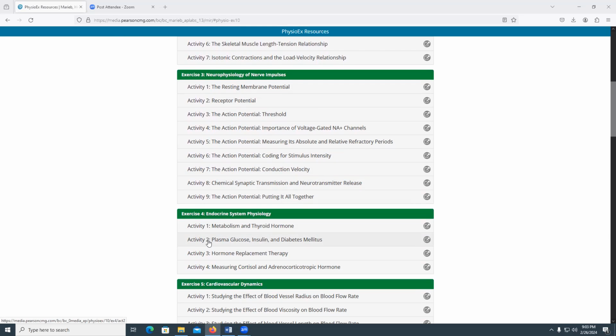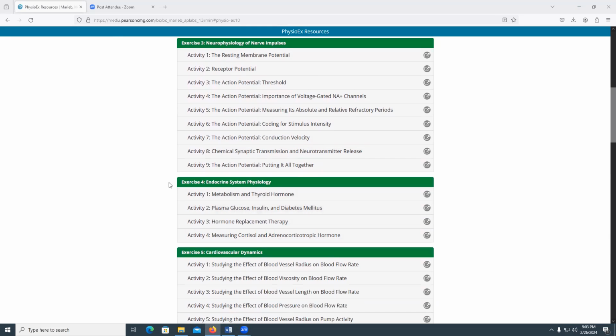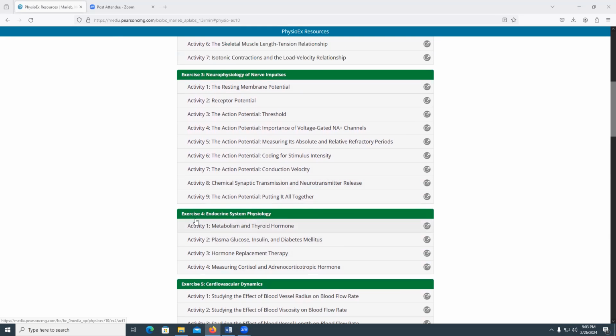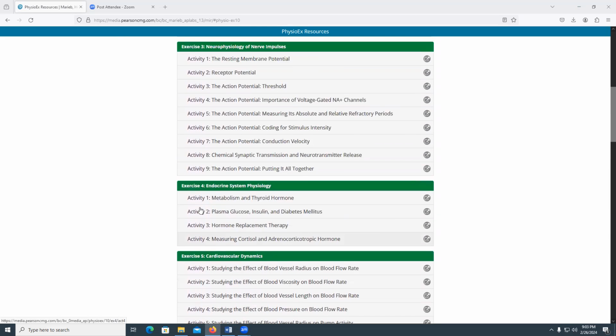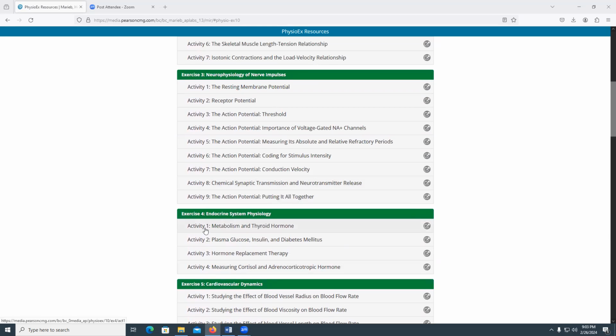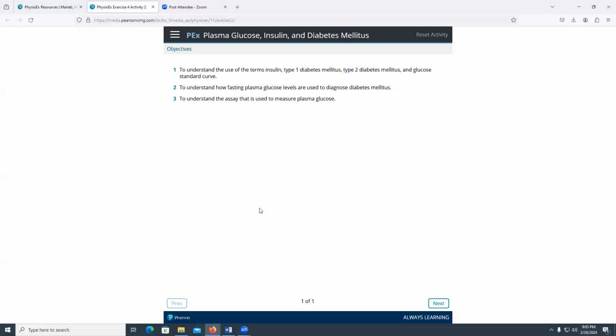We talked about how PhysioEx is divided into multiple exercises. Each exercise represents a physiological system, and each exercise is subdivided into multiple activities, and each activity is further subdivided into multiple parts. We are finished with activity number 1. So now let's proceed to activity number 2.